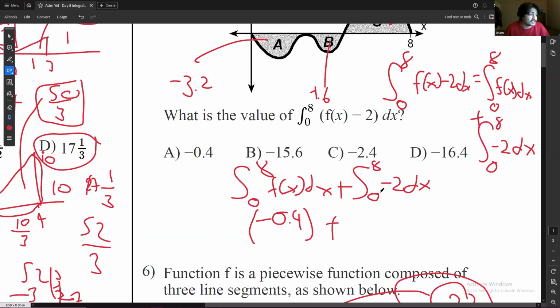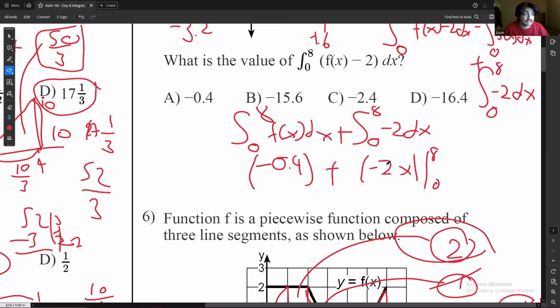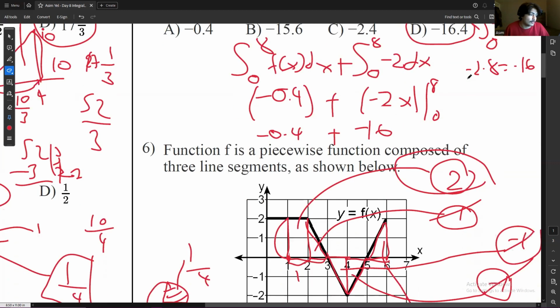Plus, now I just have to integrate from 0 to 8 of negative 2. How am I going to do that? It's actually very simple. I have to integrate to get negative 2x from 0 to 8. So I'm just going to plug in 8 and subtract what I get at 0. If I plug 8 into negative 2x, I get negative 2 times 8, which is negative 16. If I plug in 0, I'm just going to get 0. So my other integral will be negative 16. And if I add negative 0.4 to negative 16, I end up with negative 16.4.